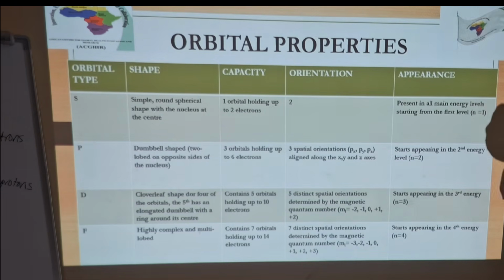The F orbitals are highly complex and multi-lobed, containing 7 orbitals holding a maximum of 14 electrons. The 7 distinct spatial orientations are determined by the magnetic quantum number ml from -3 up to +3, thereby giving us 7 distinct spatial orientations. They start appearing at the 4th energy level, n is equal to 4.